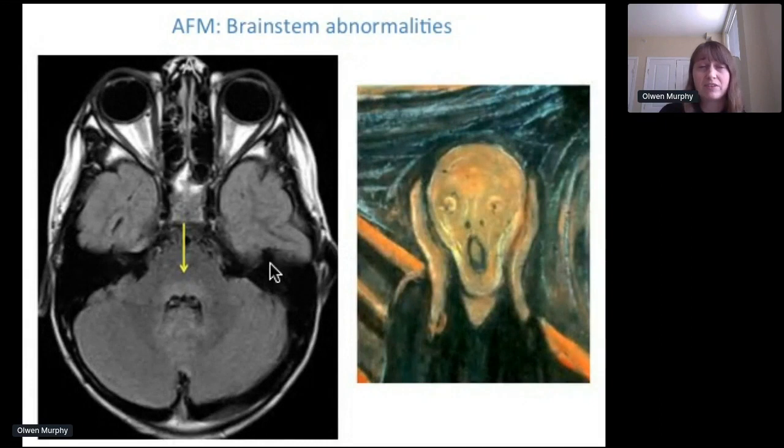At the level of the cerebellar peduncles, this T2 hyperintensity can take on a kind of halo appearance around the fourth ventricle. This is a sign that Dr. Pardo has christened the scream sign, since it looks like the open mouth in Edvard Munch's famous painting.